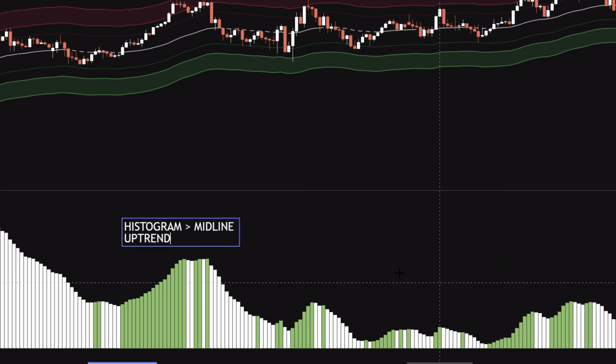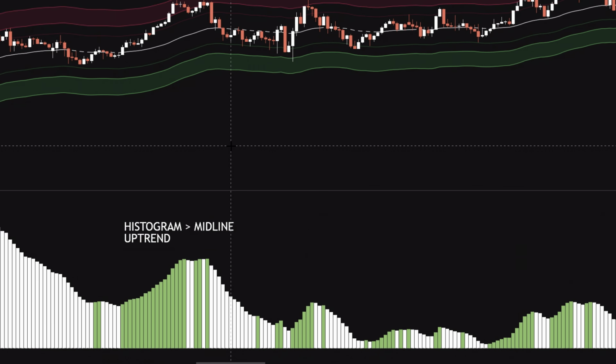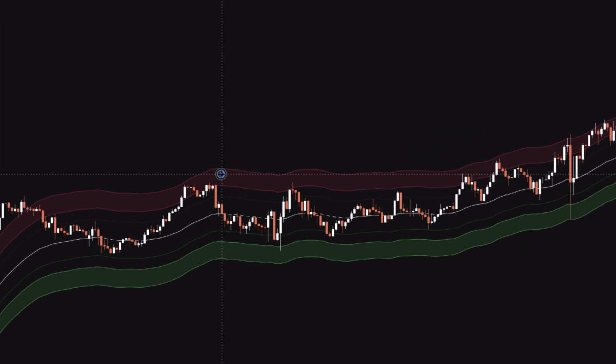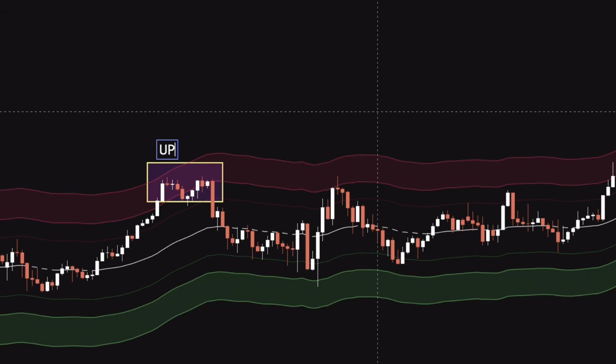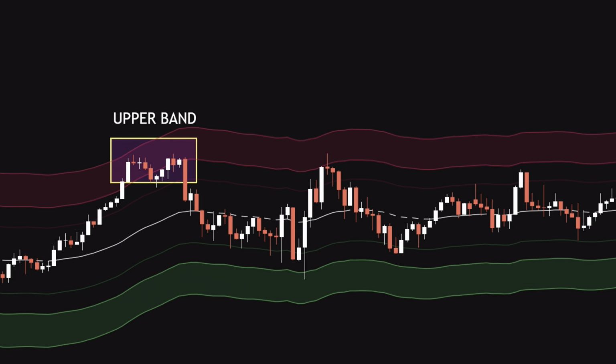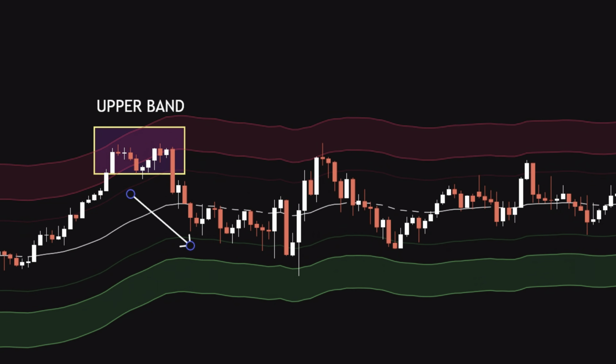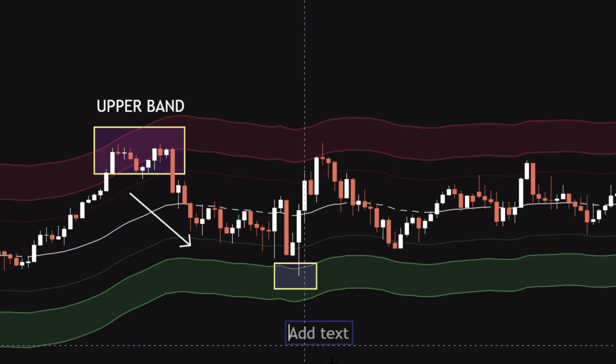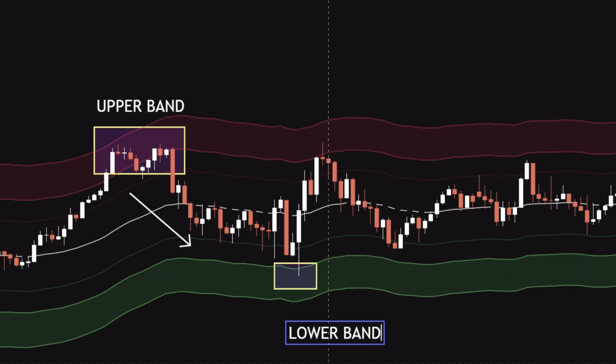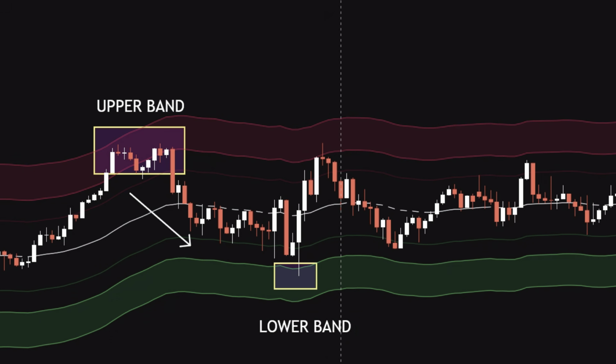You're not fighting the trend. You're aligning with it. Second condition, watch the Fibonacci bands. Wait for price to push up and touch the upper band. Then watch it pull back down and touch the lower band. Price has now swept the full range of the channel. It's tested both boundaries. Now comes the entry trigger.